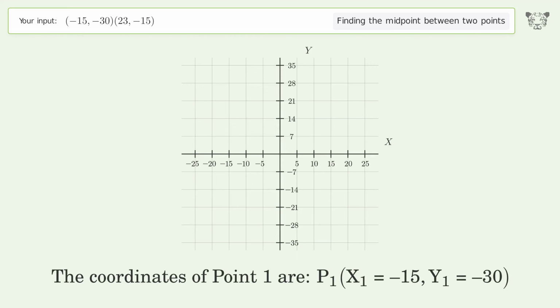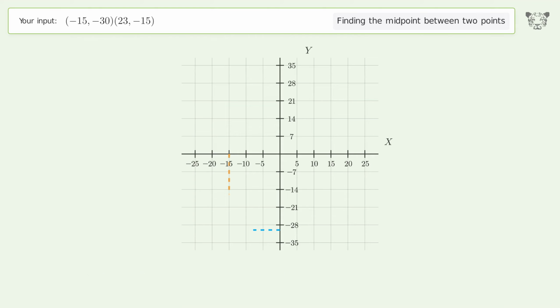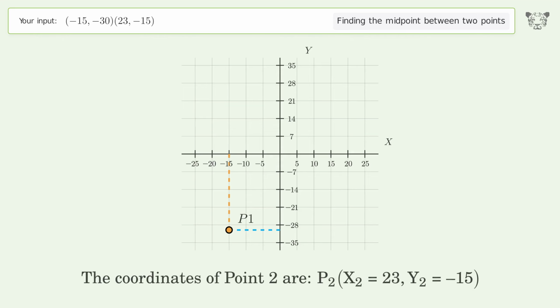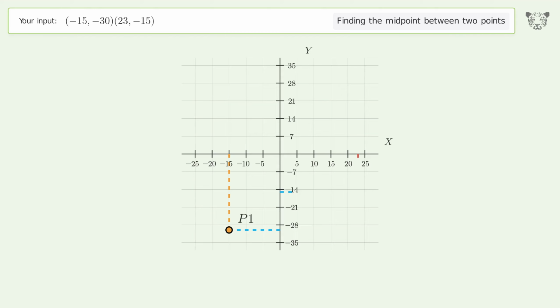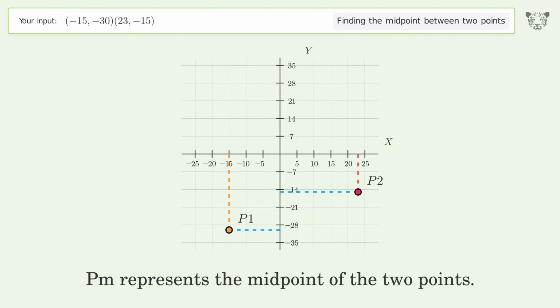The coordinates of point 1 are x1 equals negative 15, y1 equals negative 30. The coordinates of point 2 are x2 equals 23, y2 equals negative 15. PM represents the midpoint of the 2 points.